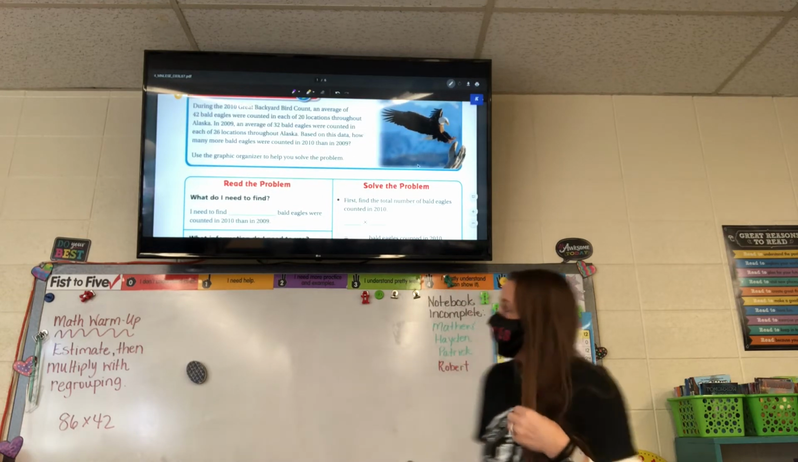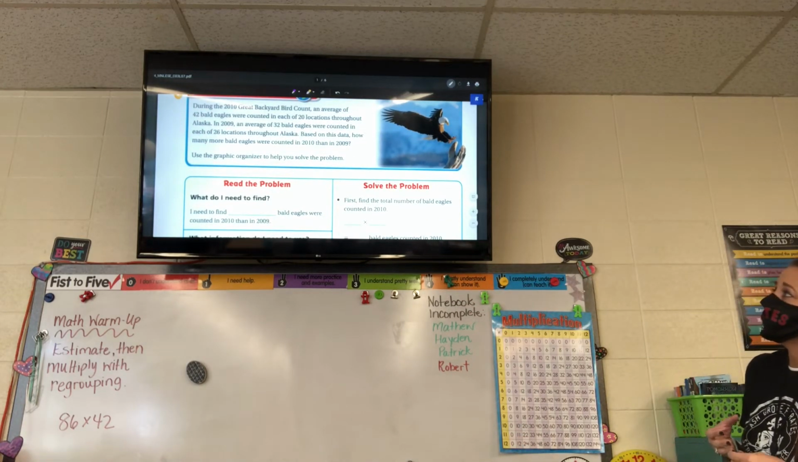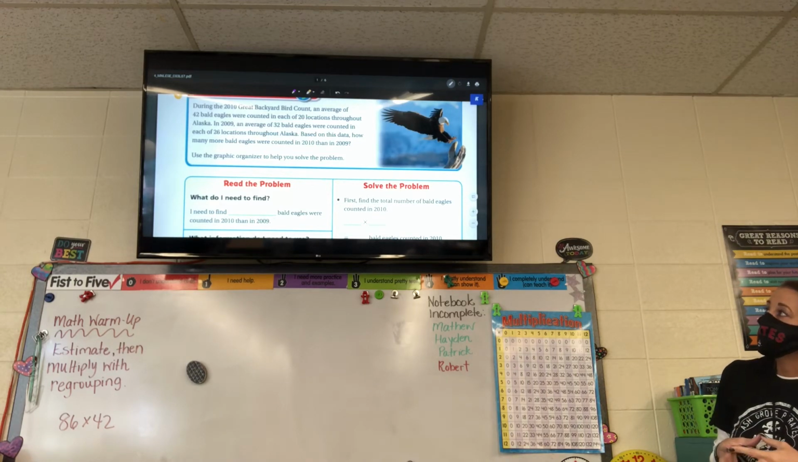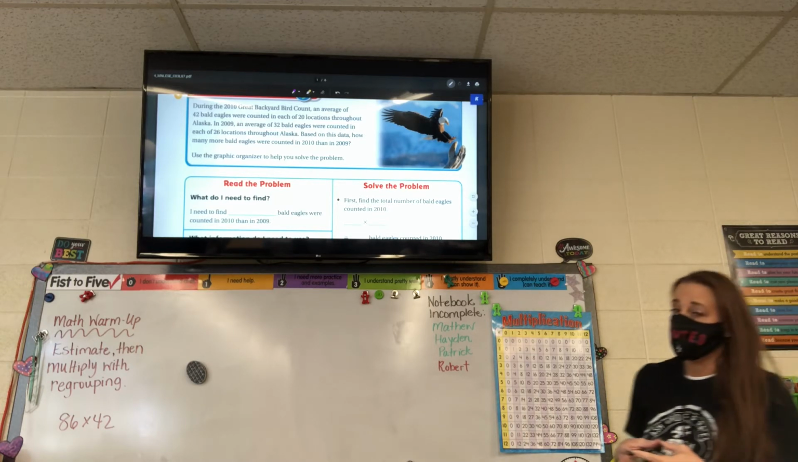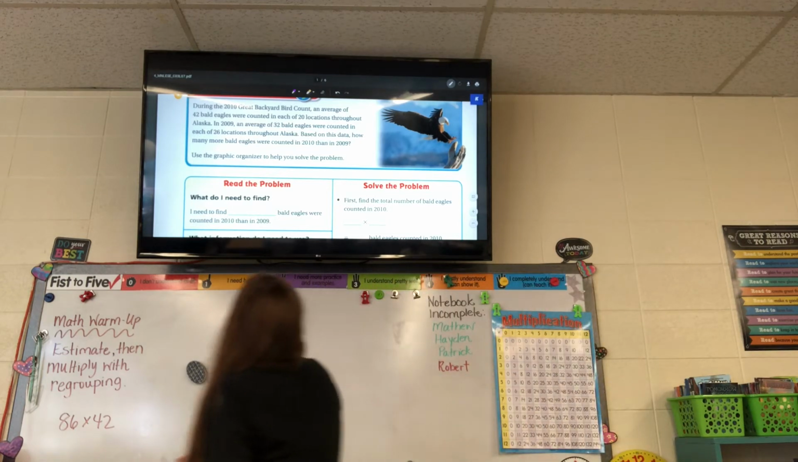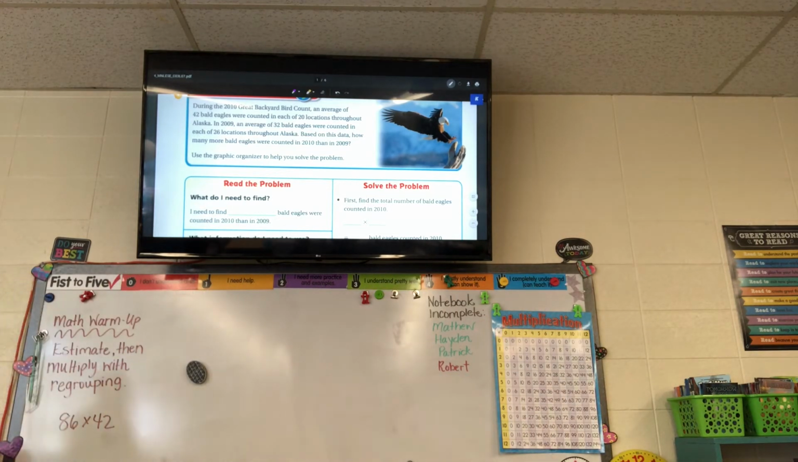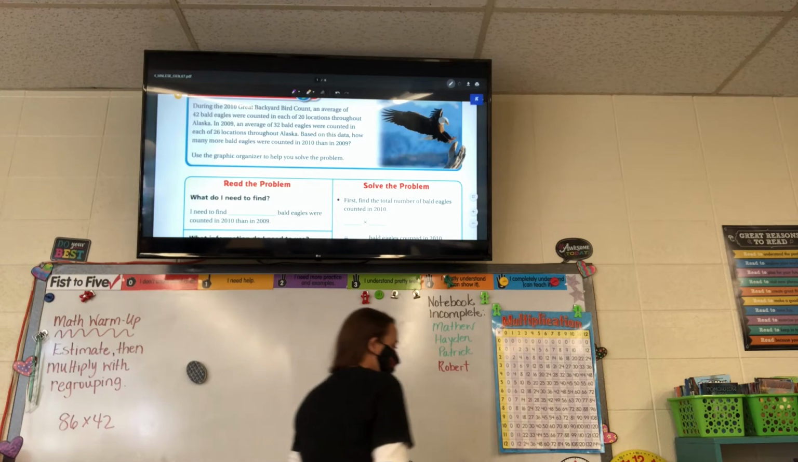It says, during the 2010 Great Backyard Bird Count, an average of 42 bald eagles were counted in each of 20 locations throughout Alaska. In 2009, an average of 32 bald eagles were counted in each of 26 locations throughout Alaska. Based on this data, how many more bald eagles were counted in 2010 than in 2009?